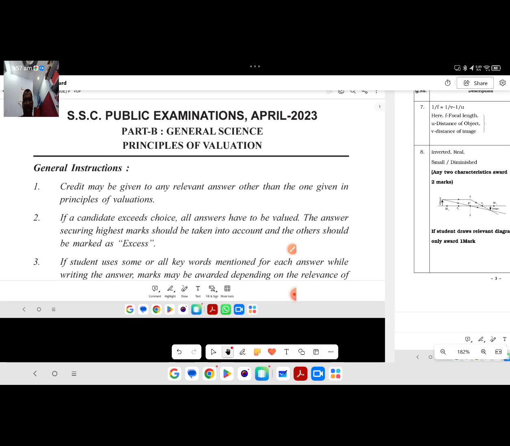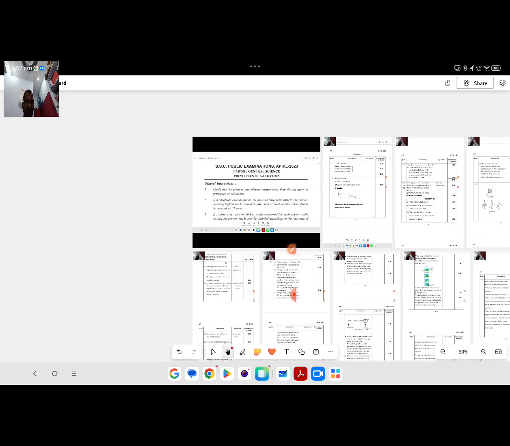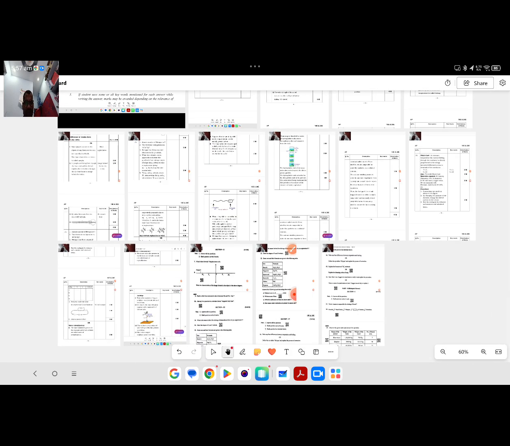These are general instructions given to the scrutinizers, those who correct your papers. Now directly I'll go with the answers. So directly we'll discuss the question and answer. Just look at here. This is your key sheet. First, I'll try to show you the questions.